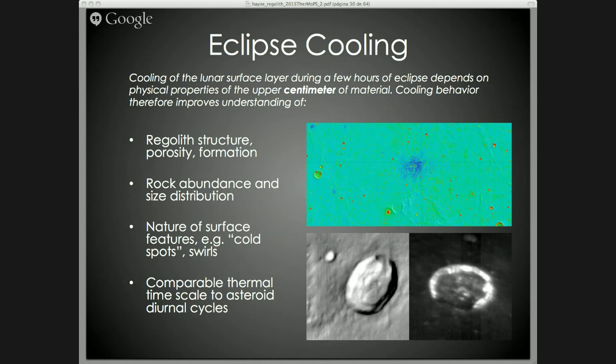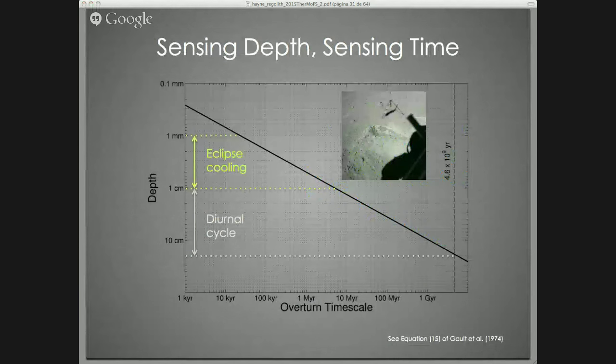The other cool thing about that is that if you think, again, back to this overturn timescale, the overturn depth as a function of time, the lunar diurnal cycle kind of isolates this region here in terms of time, a few million years up to a billion years, whereas the eclipse cooling, because it's isolating this upper layer, isolates processes that are operating within that layer, which tend to occur on timescales of less than a million years, basically. And so in terms of the lunar geology, we can sort of isolate these different timescales of processes.